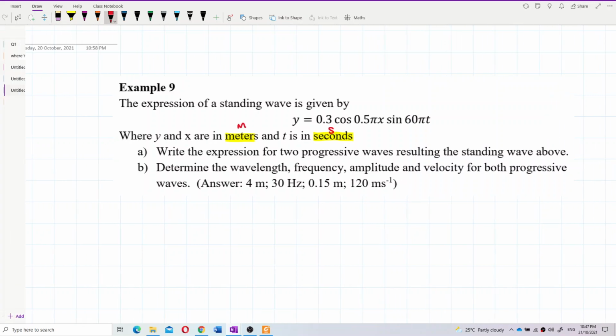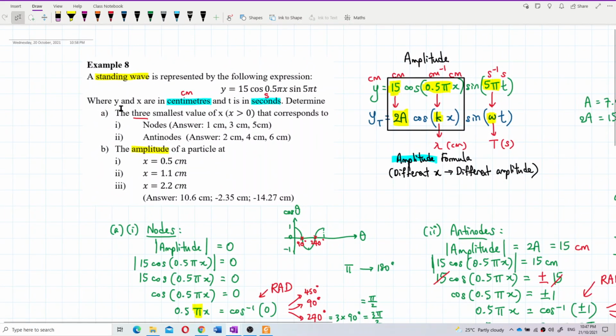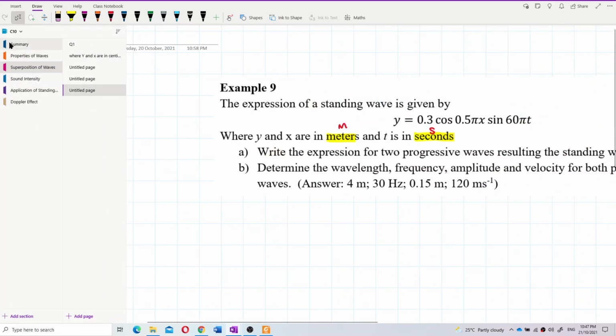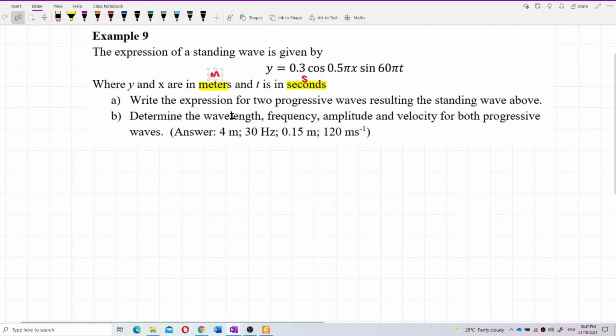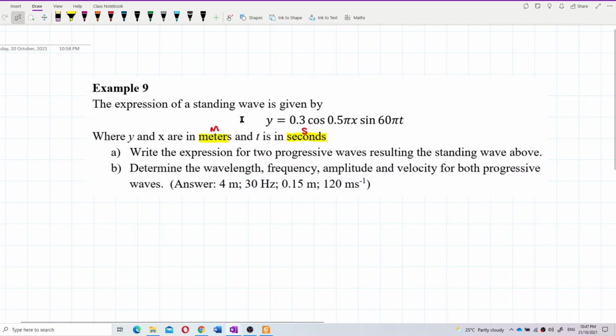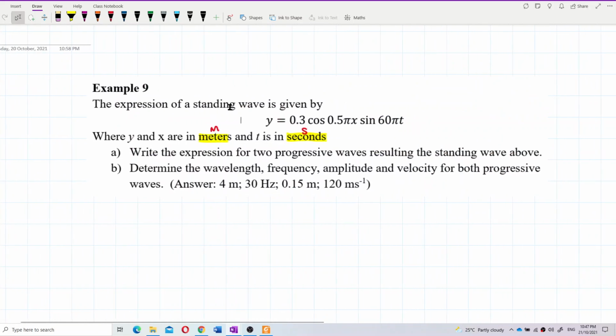Unlike last time, the previous question, our y and x are in centimeter. This time, our y and x are in meters, and then time in second. So be careful. This time, all the amplitude, all the wavelength, all in meters. Last time is in centimeter. This time in meter. Okay.